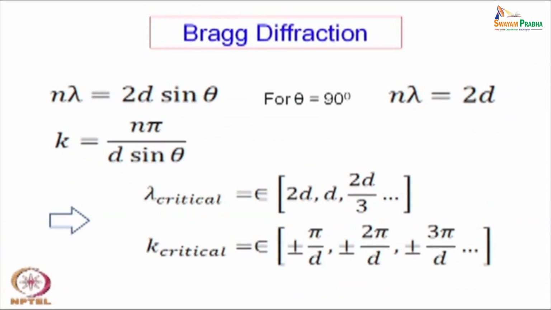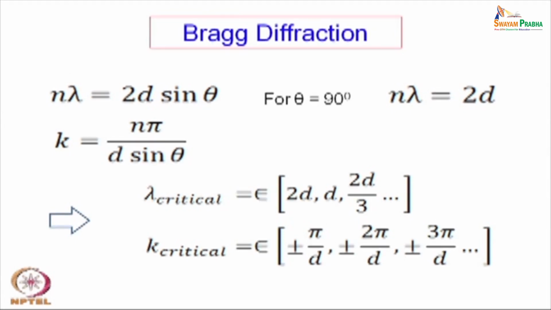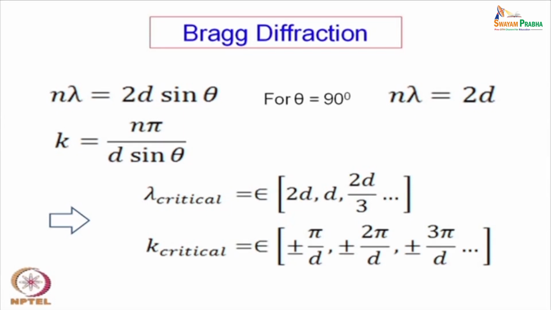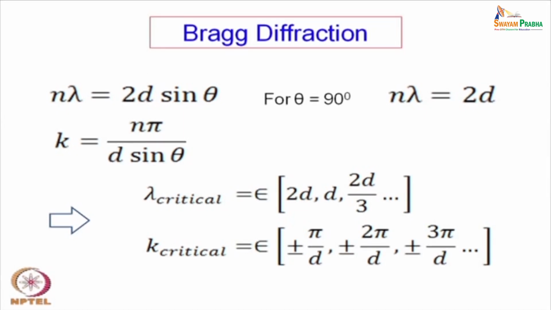This is the so called Bragg diffraction, the formula for Bragg diffraction, n lambda equal to 2d sin theta, and for theta equal to 90 degrees, n lambda equal to 2d. And k is the wave vector.